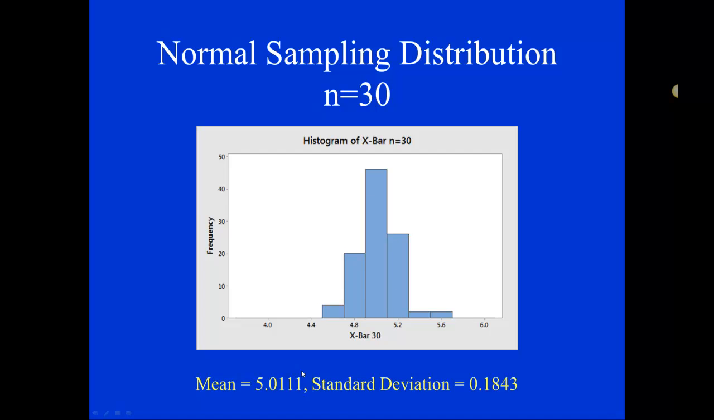So thinking just about the mean and standard deviation, look at the mean here, really close to 5. The center of these distributions is staying centered right around mu, the true mean of the population.